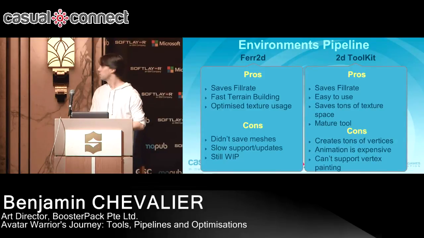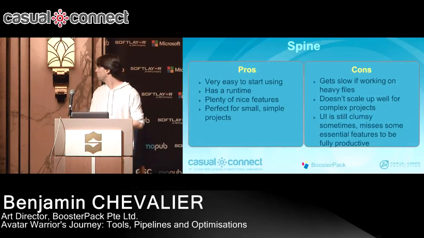It saves lots of space. But the problem is it creates lots of vertices because it cuts your textures into small squares and tries to fit them onto an atlas. So you have to strike a balance between the number of pieces, the number of vertices it will create, and how much you save in terms of texture space.